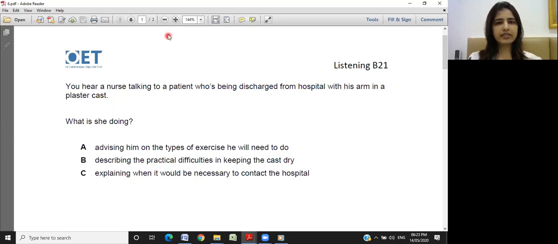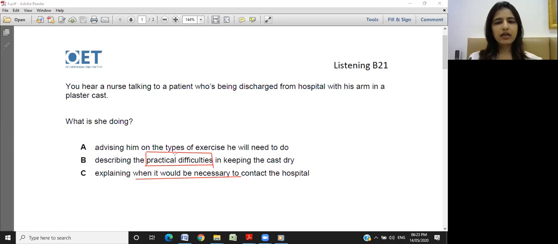When it would be necessary. So this is your key word here. When should they contact the hospital? Okay. And practical difficulties. She in fact said, I'm sure you would manage that. So she was not actually talking about the difficulties, as to while taking a shower, it can get wet, when you're trying to wash your hands after having food, it can get wet, or when you're doing some work in the kitchen, it can get wet. So she was not, in fact, discussing this difficulty.